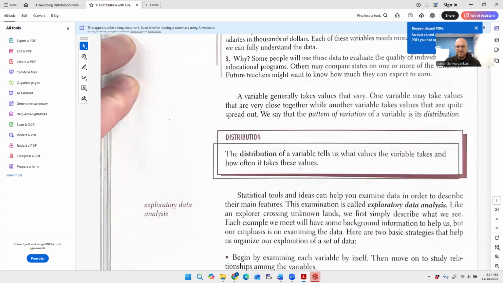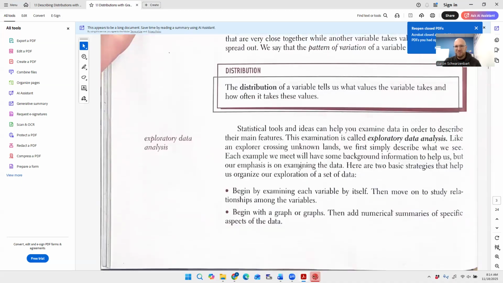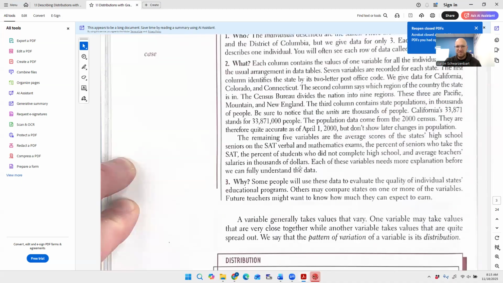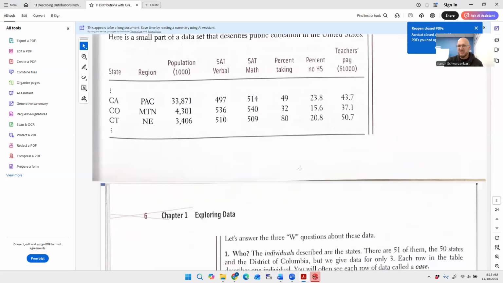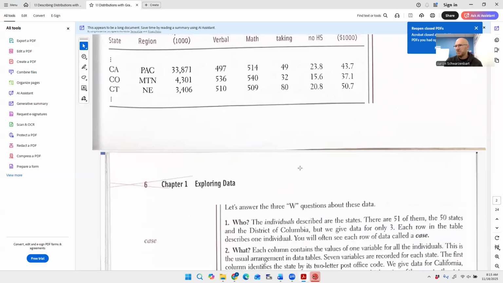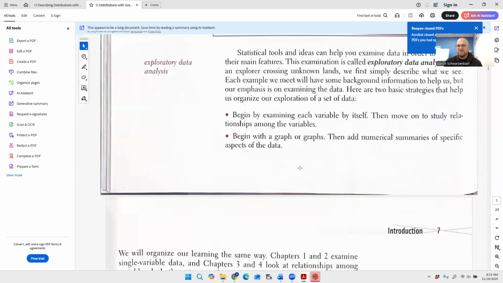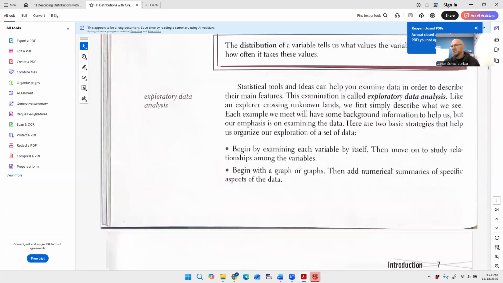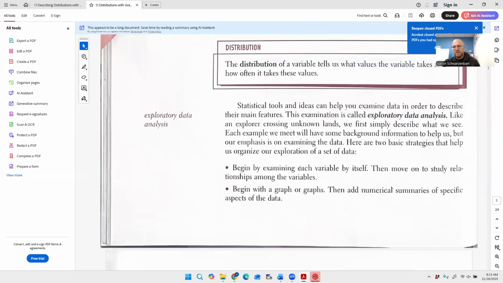A distribution of the variables tells us what values the variables take and how often it takes them. The why for the above data might be, does teachers' pay affect the education kids get? What it doesn't necessarily account for is it's a lot cheaper to live in Idaho than it is in California. The idea with teachers' pay would be that if you pay more, you get better teachers. Maybe sometimes true, sometimes not.